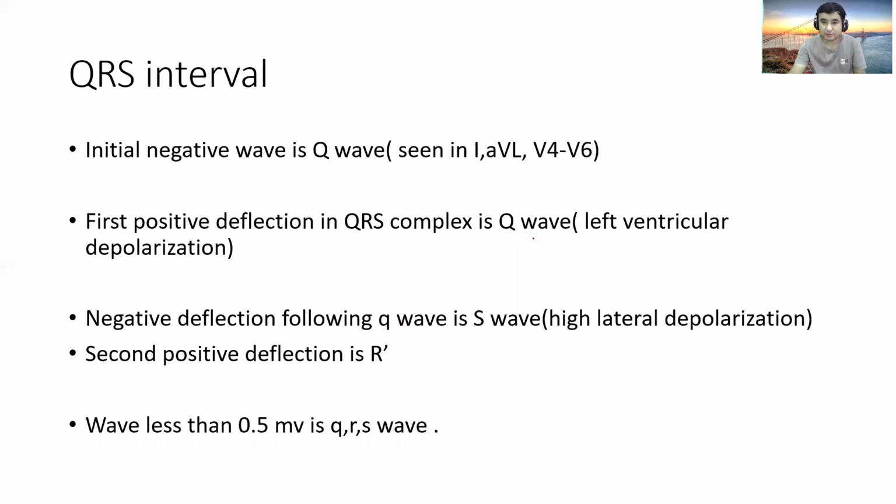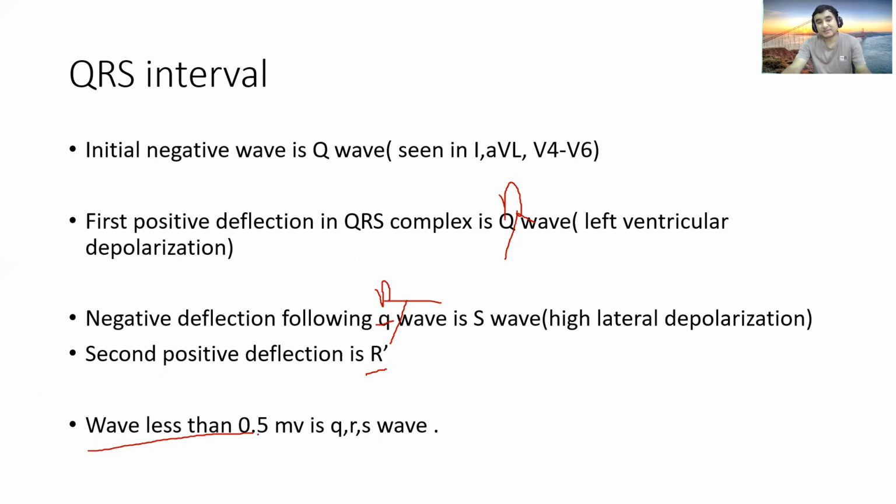This is wrong. Okay, this is wrong. This is the R wave. So the first positive deflection after the Q wave is the R wave, and the negative deflection following the R wave is the S wave. Again, if there is a second positive deflection, then you have to call it R prime.